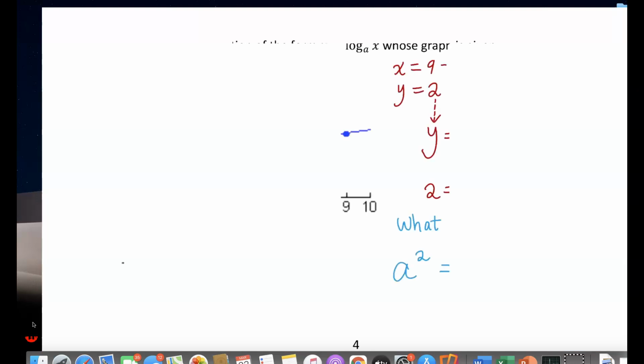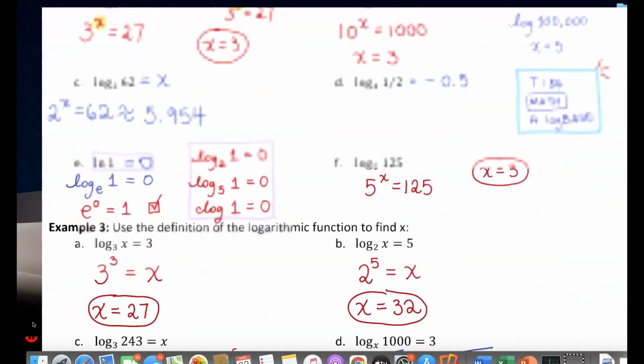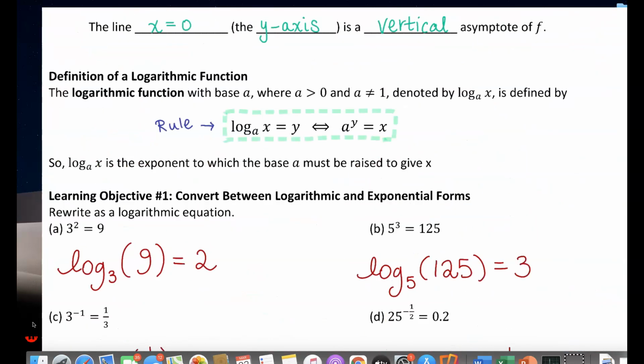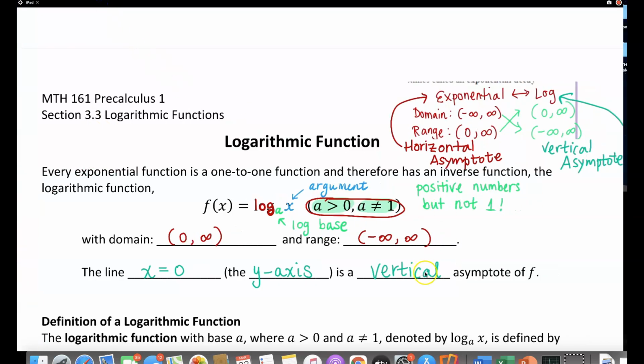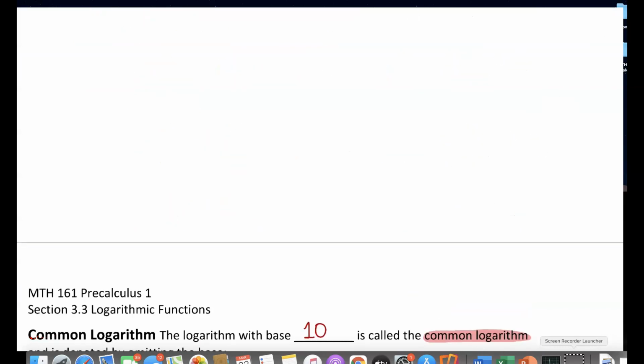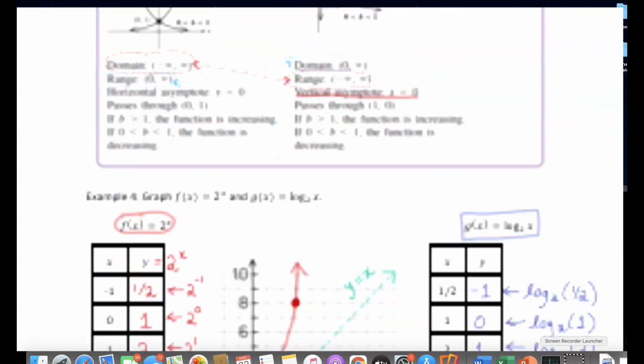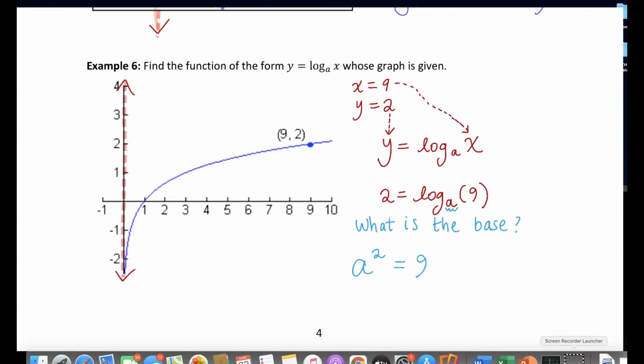So when we started talking about the logarithmic function all the way up here, a has to be greater than 0. A has to be bigger than 0 and it can't be 1. So if a is 3 or negative 3, a has to be positive 3, not negative 3. So go back down and let's write the answer and move on.